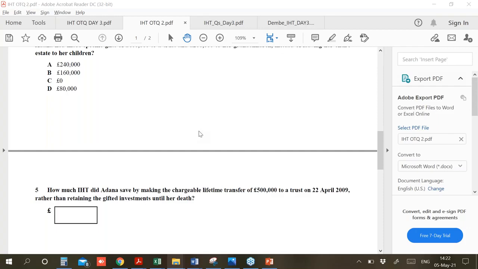Asma is asking whether there is any 500k exemption. Asma, you have to be specific in the question section about which 500k exemption you are talking about. Apart from that, guys, we have finished IHT OTQ number one. If anybody has any question, they can put it in the question section before I move on to the next one. Yes, Asma, I know it is a CLT of 500k. What exemption are you talking about?